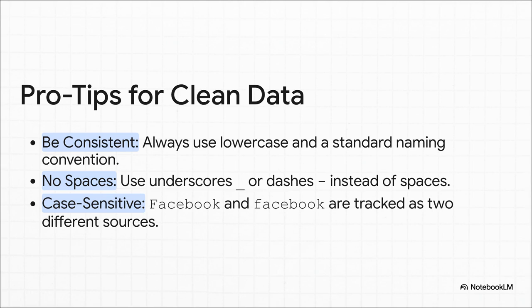Okay, listen up, because this is absolutely critical if you want reliable data. First, be consistent. Decide on a naming system for your campaigns and stick to it. Second, always use lowercase. Always. Because as you can see here, your analytics will treat Facebook with a capital F and facebook with a lowercase f as two completely different sources. It'll mess everything up. And finally, never use spaces. Always use underscores or dashes instead. I know it sounds nitpicky, but believe me, this discipline will save you so much trouble down the line.